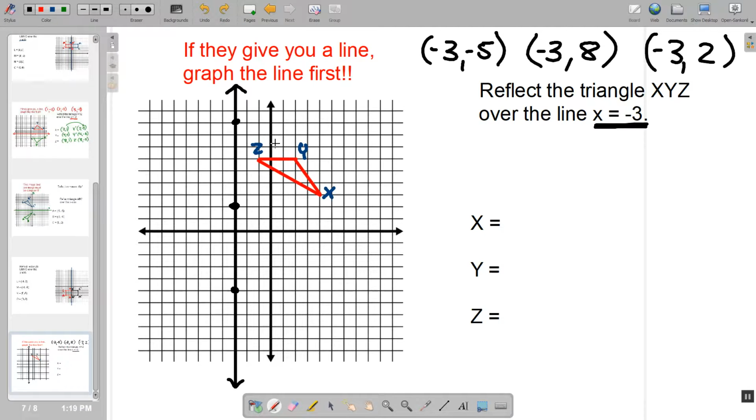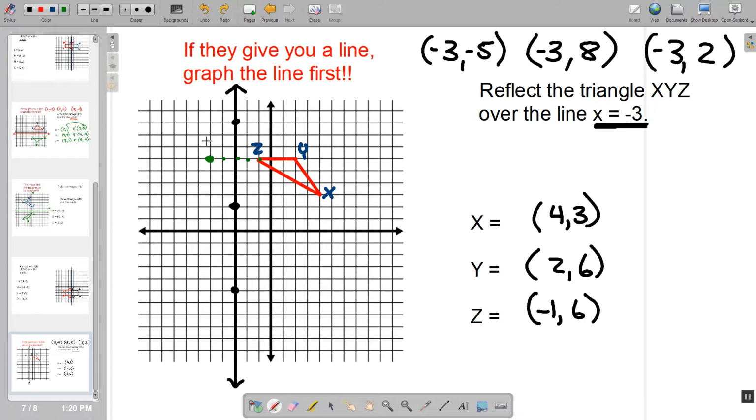So we have our points, which are 1, 2, 3, 4, 3. Y appears to be 2, and then 6. And our z appears to be -1 and 6. So we are going to reflect over the line x equals -3. And the best way to do that is to count the distance away from our point of reflection and go the same distance in the opposite direction.